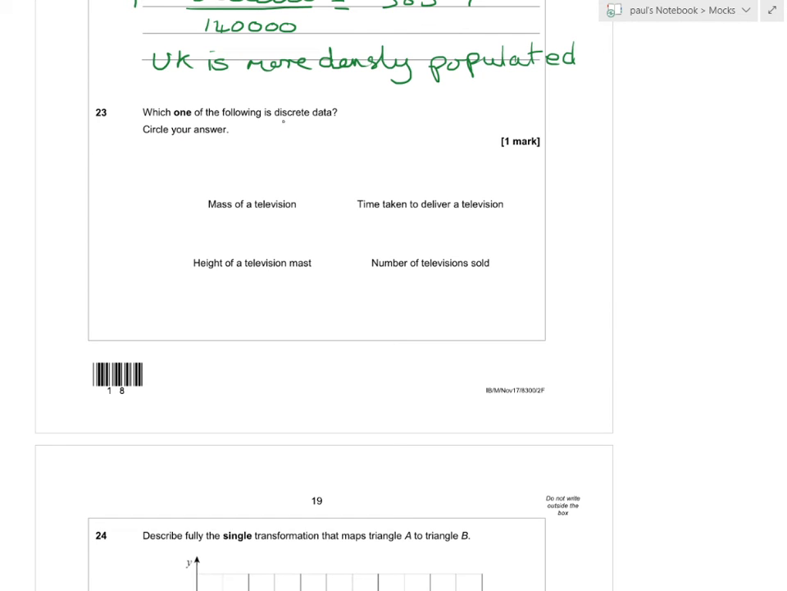Which of the following is discrete data? Discrete is when you count, not measure. You measure the mass, the height, the time; you count the number. So it's that one.